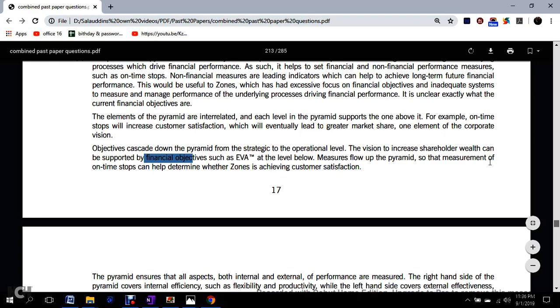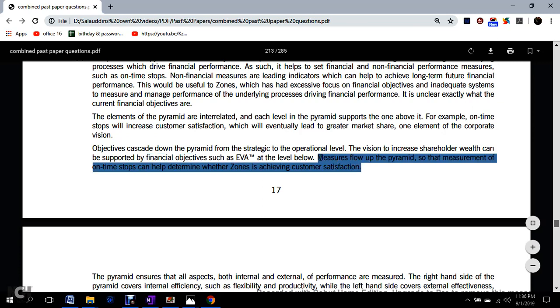So the measurement of on-time stops can help determine whether Jones is achieving customer satisfaction. If the company measures on-time stops, the company can measure whether they are achieving the customer satisfaction goal.